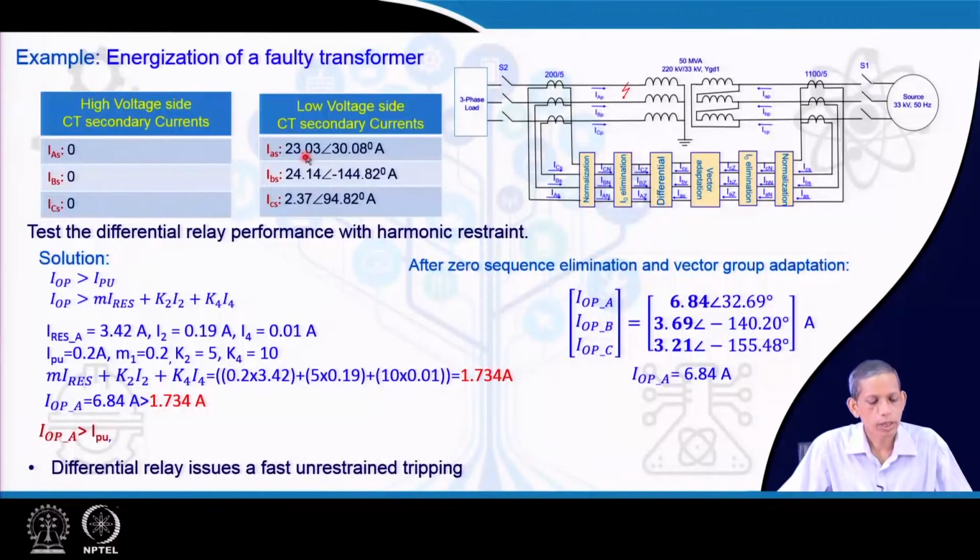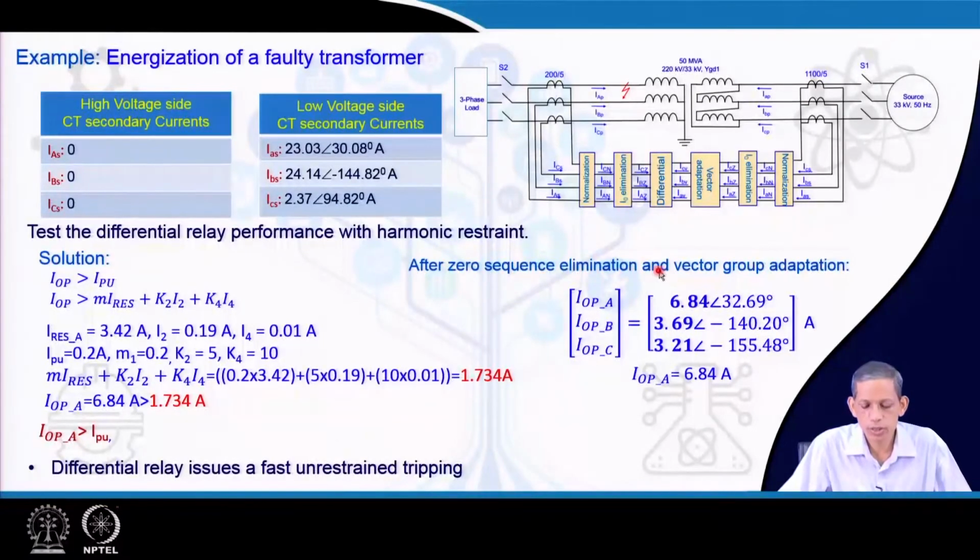Now, in this case, because there is no current in the load side, all currents are 0 on the high voltage side. But on the low voltage side, these are the set of currents. IA and IB are pretty high, which we have already noticed in our earlier lecture, because this phase is involved in this case. So, now the purpose is to test the differential relay performance with harmonic restraint, how it functions.